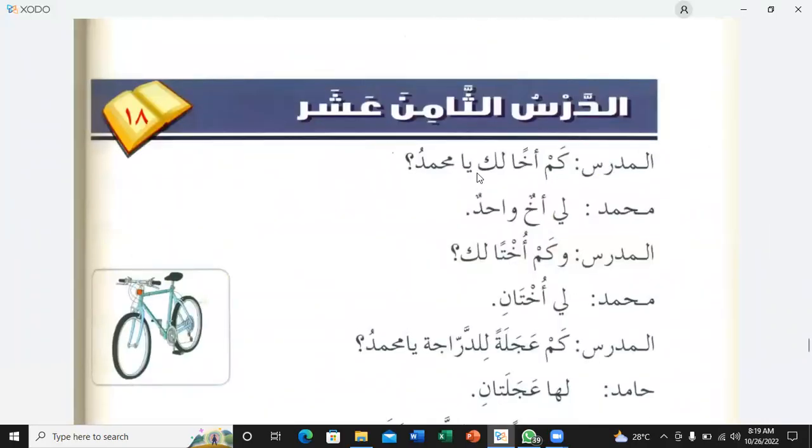Now, al-hiwar, ad-darsu as-saminu ashara, the 18th lesson. Al-mudarrisu, the teacher. Kam, how many? Akhan, brothers. Laka, you have. Ya Muhammadu, O Muhammad. Al-mudarrisu: kam akhan laka ya Muhammad? How many brothers do you have, O Muhammad? Kam akhan laka ya Muhammadu? How many brothers do you have, O Muhammad?